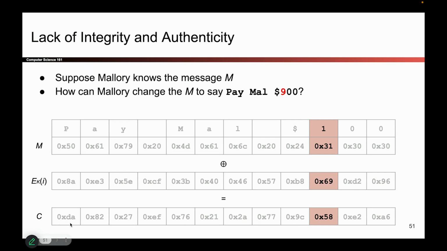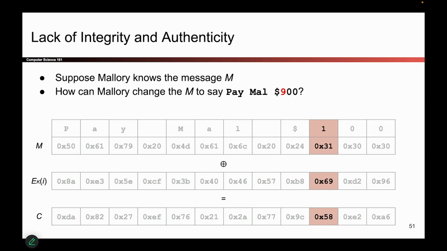So if I don't touch any of these other bytes, I'll get the same message for the first few words. I'll still get pay, and then a space. I'll get Mal, and then a space, and the $ sign, and the 00. If I don't touch any of those bits of the ciphertext as the attacker, they're all going to stay the same. When Bob decrypts them, he generates the same pad, he XORs, he gets the original message back. So if I want to change 100 to 900, the only byte that I really have to touch is this one, corresponding to the character 1.